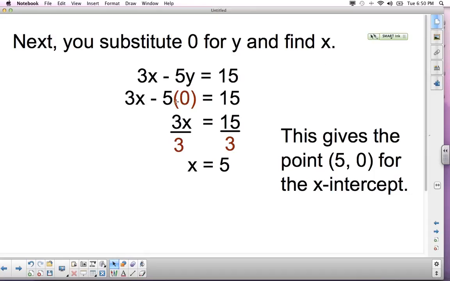So here I am putting the y = 0 into the equation. 5 times 0, of course, disappears, and you're left with 3x = 15. Divide by the 3 to solve, and you get x = 5. Since we put 0 in for our y, the point we get is the x is 5 and the y is 0, and this is our x-intercept.